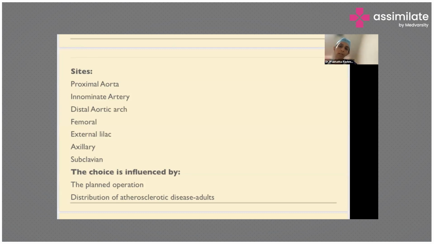Depending upon the kind of surgery, if you want the whole of the arch vessels and the ascending aorta, then the arch to be free, we may even cannulate the axillary or subclavian. So that is, the choice is based on the operation which is planned. And in adults, maybe because of the atherosclerotic disease, we need to see where in the aorta we need to cannulate.